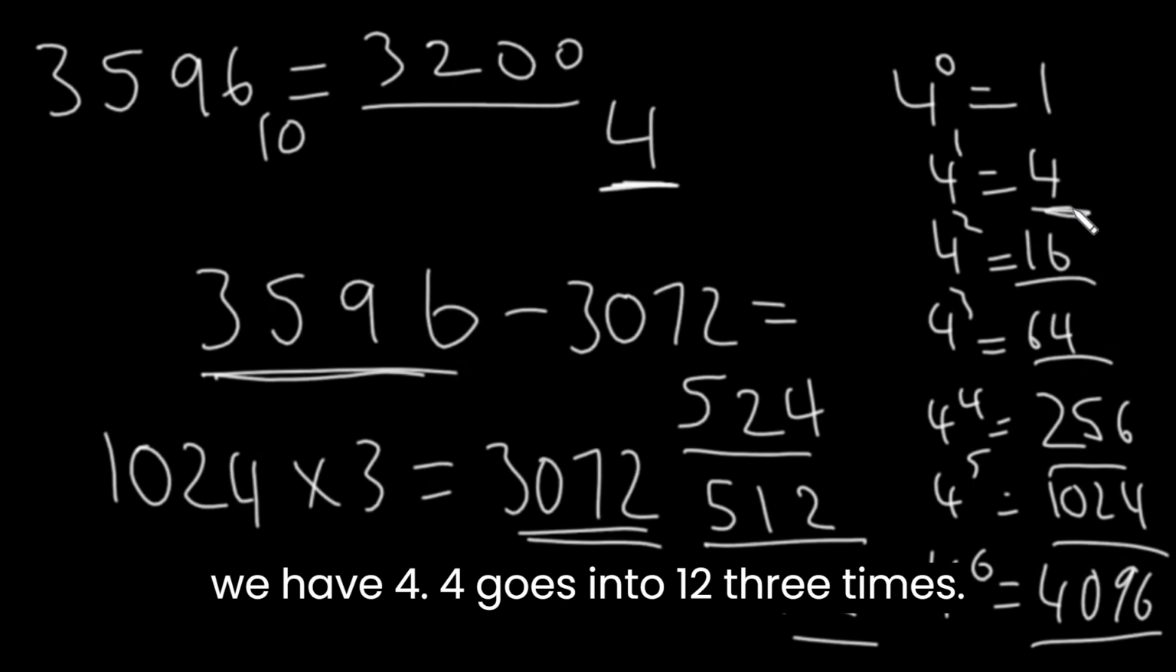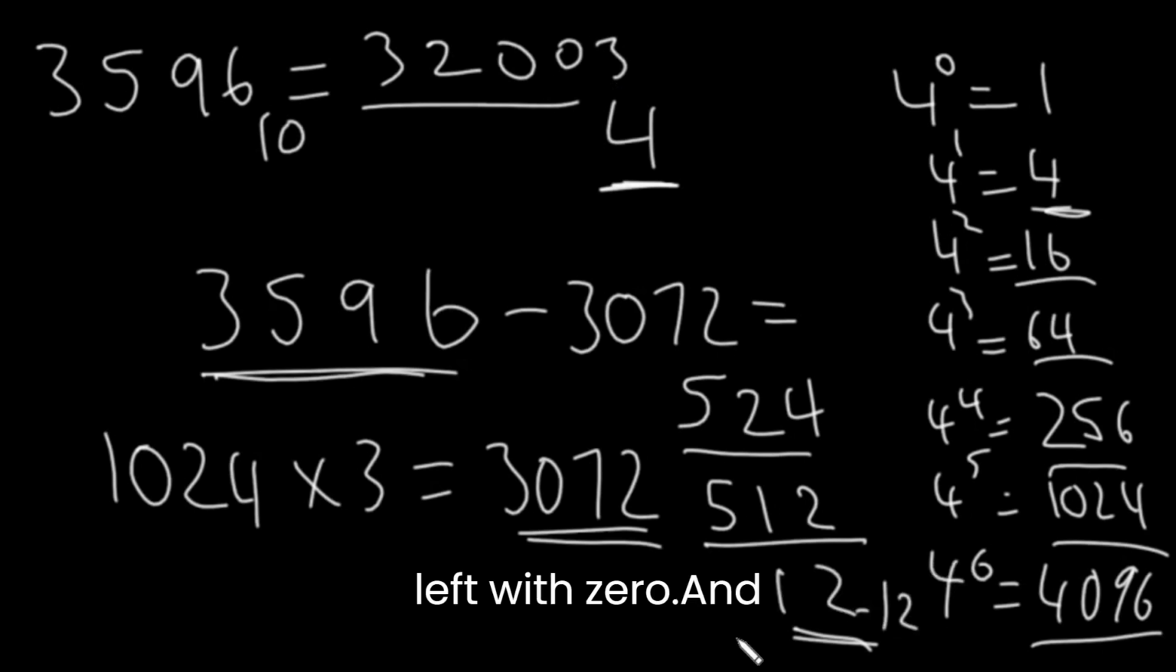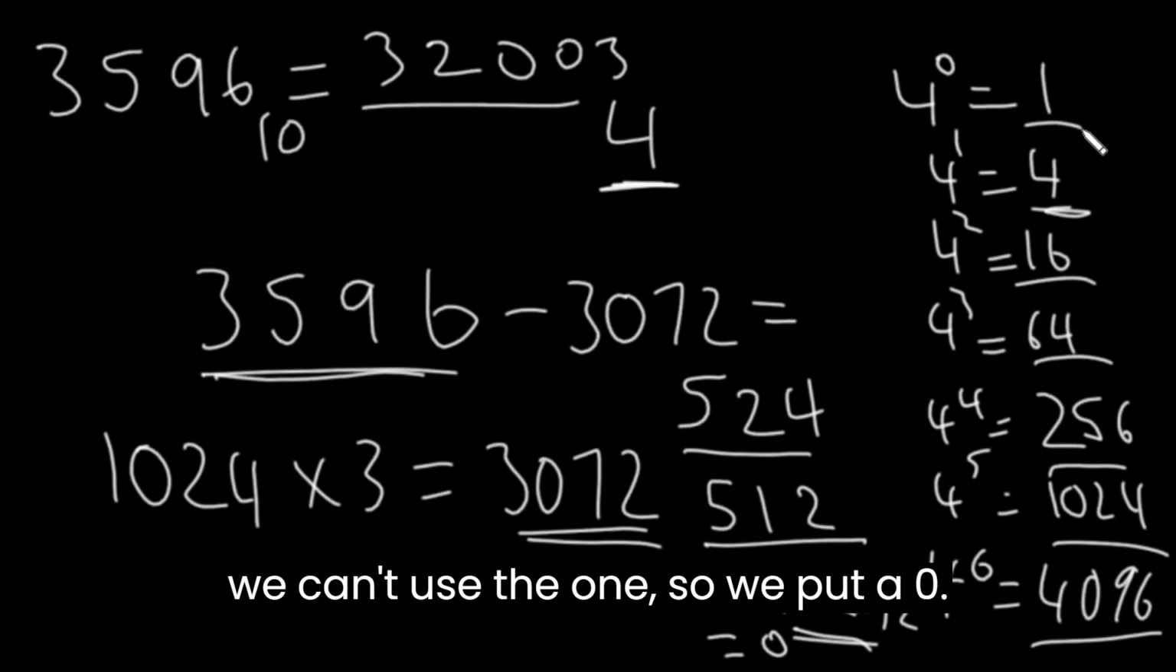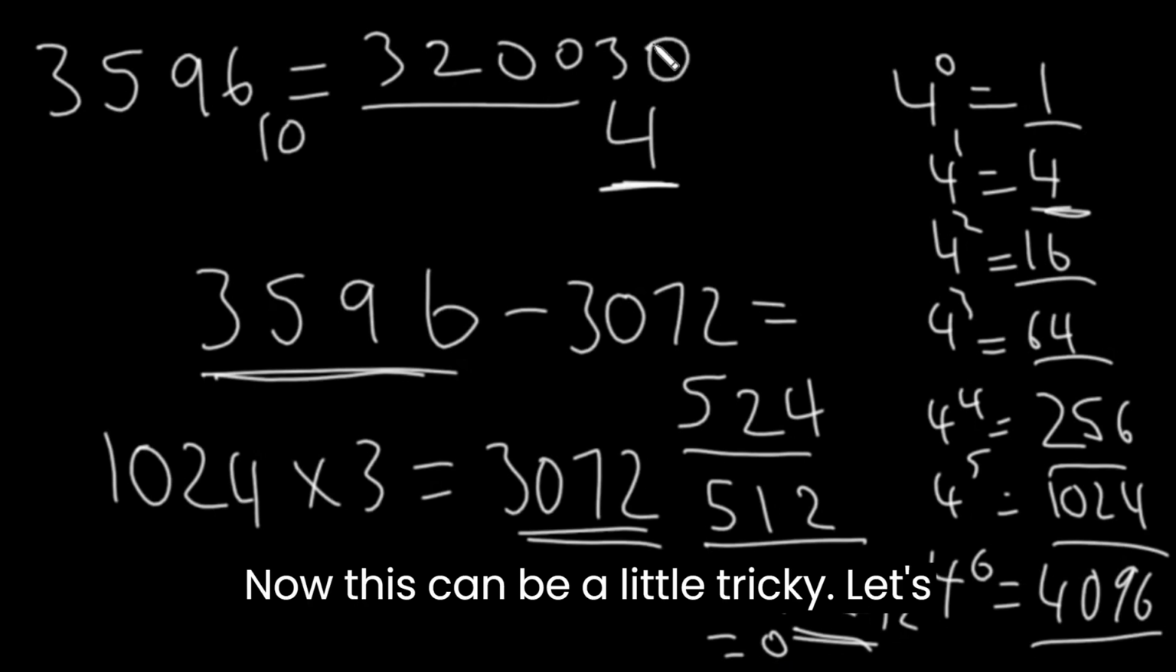And then we have 4. 4 goes into 12 3 times. And when we subtract 12 with 12, we're left with 0. And we can't use a 1, so we put a 0. Now this can be a little tricky. Let's look at another example.